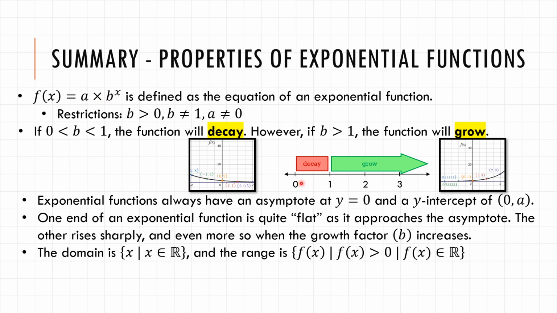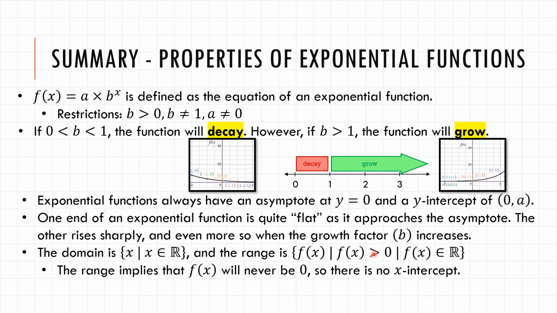The domain of any exponential function is any real number because, of course, you can take whatever number is in the base and multiply it by itself any number of times, even a rational number of times. And the range of this function is any value as long as it's greater than 0. But this only applies, of course, if a is positive. If a is negative, you need to flip this sign. So this implies that f of x will never actually be 0 because it's not greater than or equal to, it's just greater than. And so therefore there is no x-intercept for exponential functions.